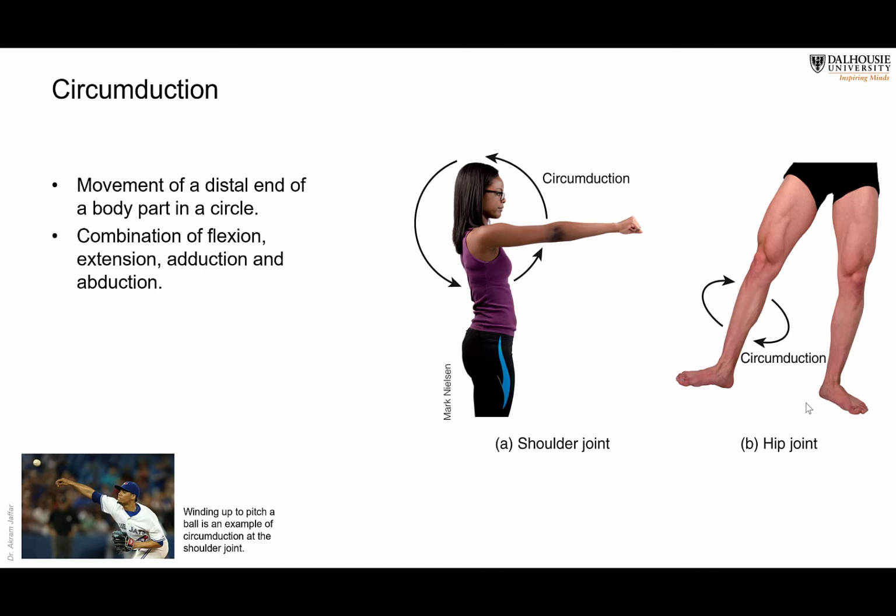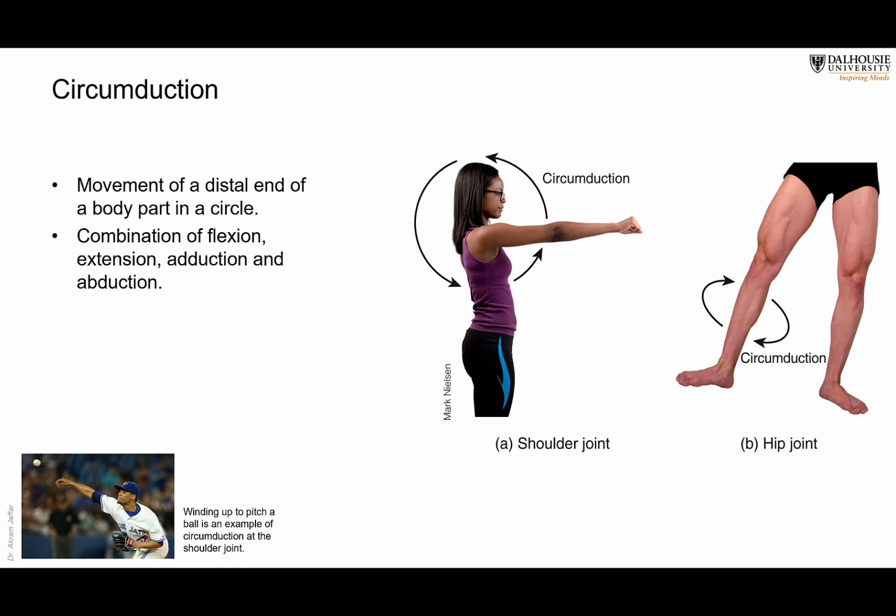Now, what is circumduction? Circumduction is not a movement by itself. It is a combination of 4 primary movements. As you can see here, circumduction of the shoulder joint, like when winding up to pitch a ball, is extension, abduction, flexion, and adduction. So it's a combination. It's like drawing a circle in the air. This is true for the shoulder, and it is true for the hip.